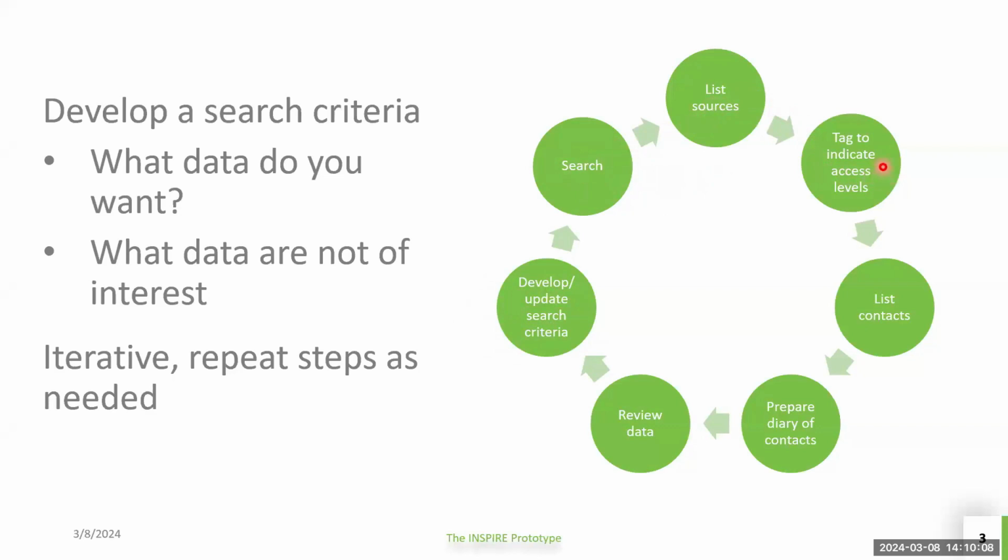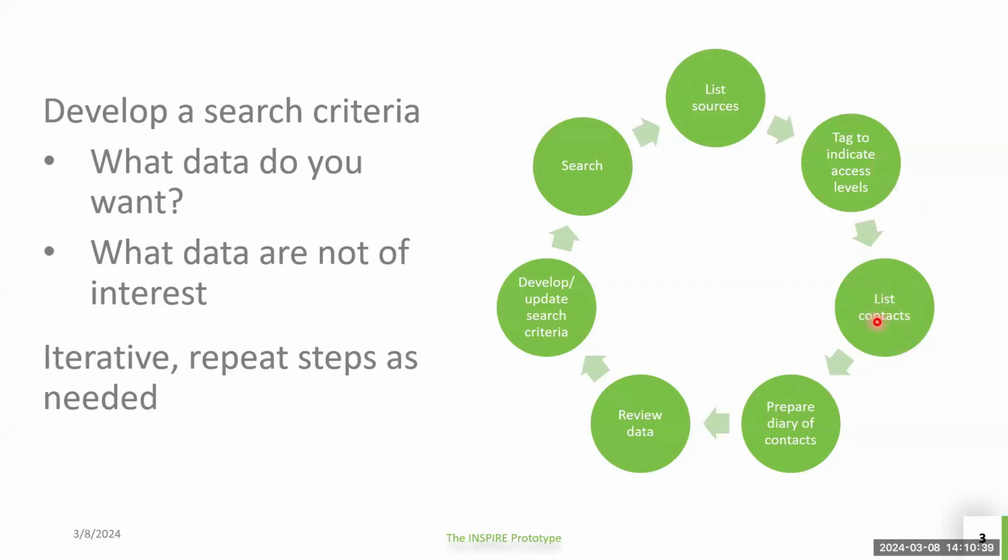And then as you find the data, you tag them to say, okay, what access level is this particular data set? Is it publicly available? Can you just download it? Do you need to do some registration for you to have access to it? Or is it completely secured? You can't access it. You can maybe just go to the site to do analysis. So those different access levels.